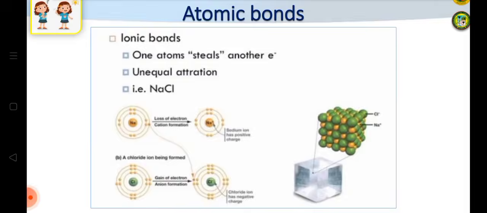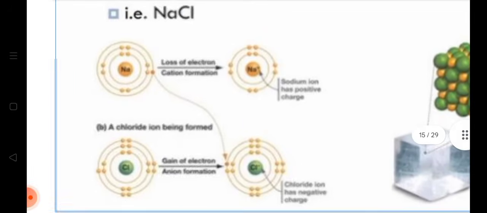In the case of Na, or sodium, it loses electrons, so it becomes a positive ion, or cation. Then another atom gains electrons. What is this? The chlorine. Chlorine will gain electrons, so chlorine becomes a negative ion, or anion. They are oppositely charged ions which attract each other like magnets.